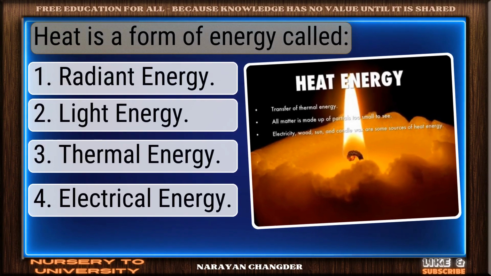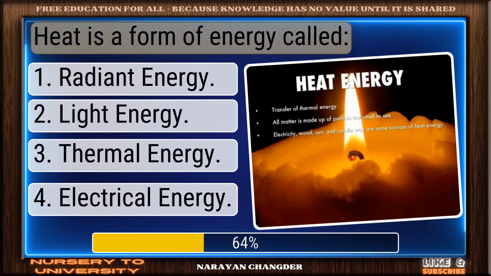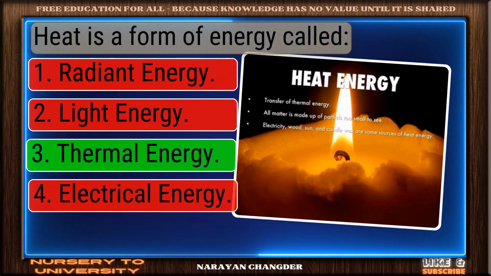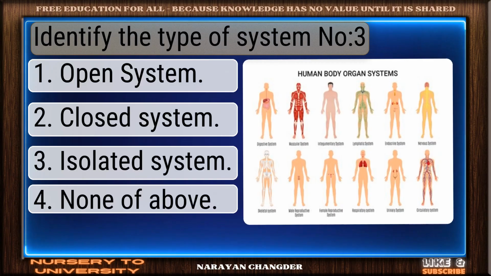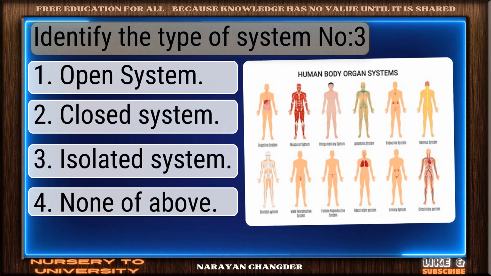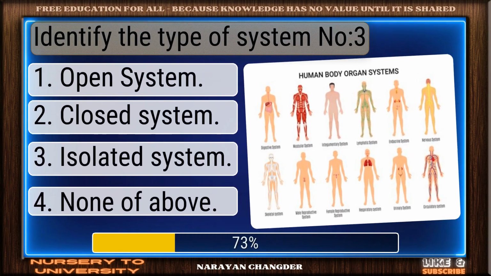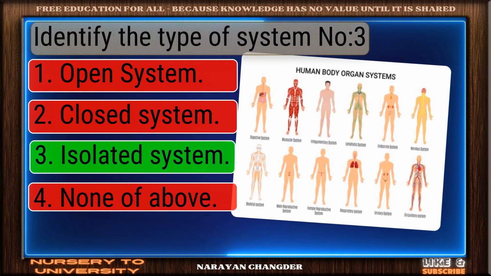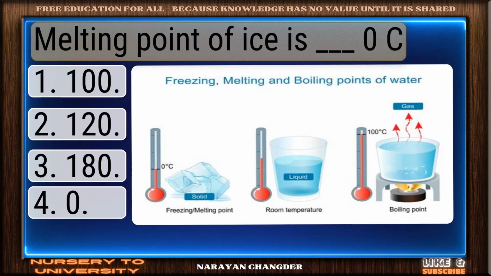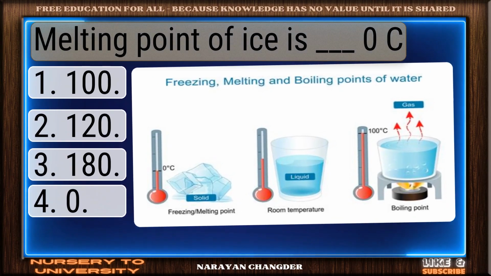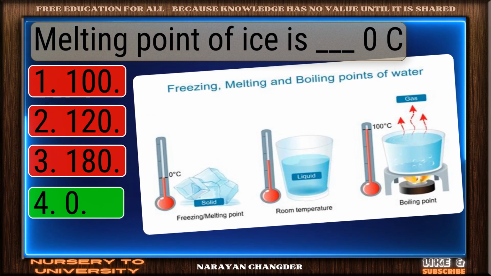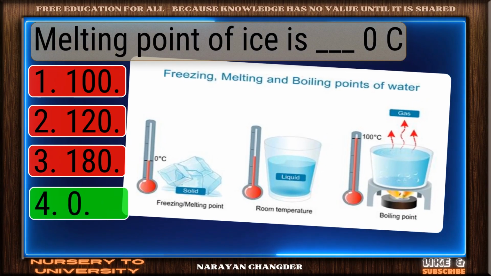Heat is a form of energy called. Great thinking. Thermal energy is the right choice. Identify the type of system. No heat or mass exchange. Strong choice. Isolated system is the right answer. Melting point of ice is 0 degrees C. Excellent choice. 0 is the right answer.